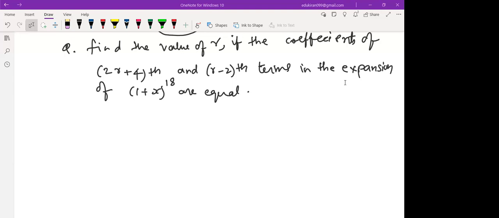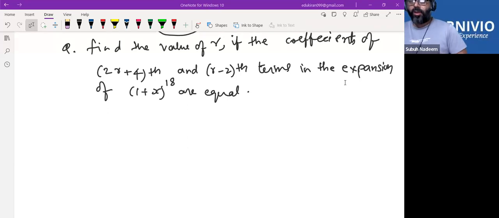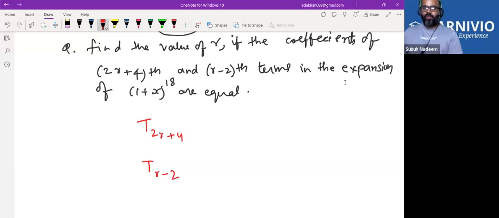So if you approach this question, what it means is that the coefficients of the (2r plus 4)th and (r minus 2)th terms in this expansion are equal. So if you find the (2r plus 4)th term of this binomial expression, what would it be?